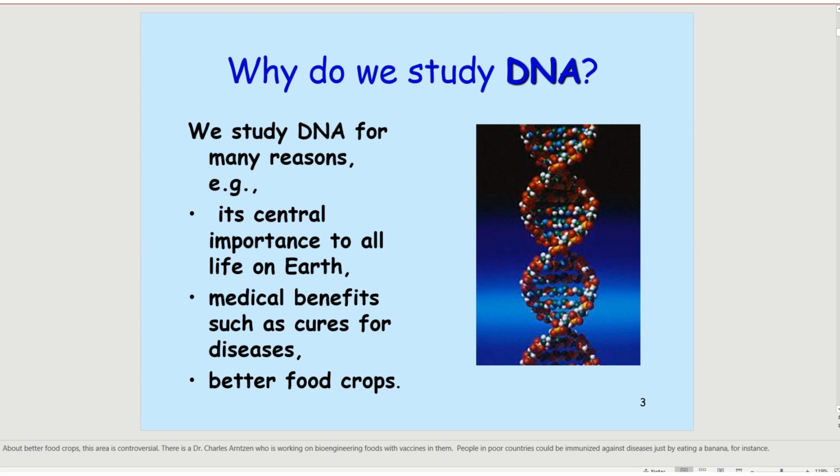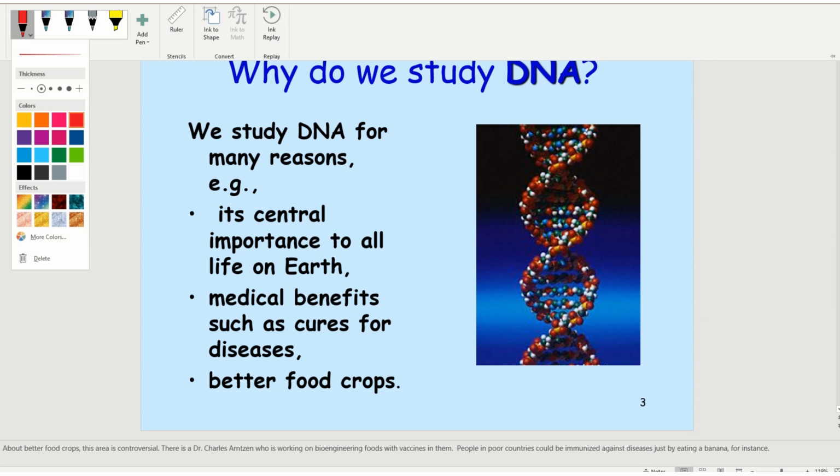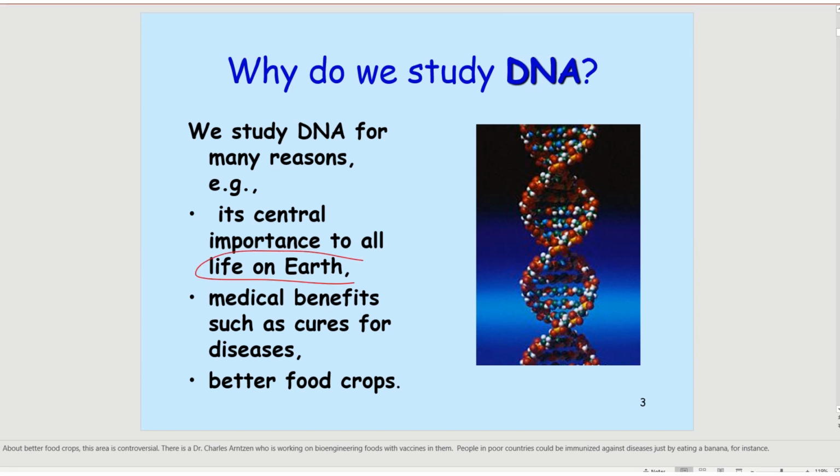DNA is important because it's essential in all animals, all plants, and everything that's alive. Remember we said that? So it's in all life on Earth. And remember, viruses are not alive, but they also have nucleic acid. Also, it's important for medical purposes, such as cures and diseases. We can manipulate or change the DNA now, and we can start coming up with cures like for Alzheimer's or maybe even cancer in the future. And of course, for better food and crops.